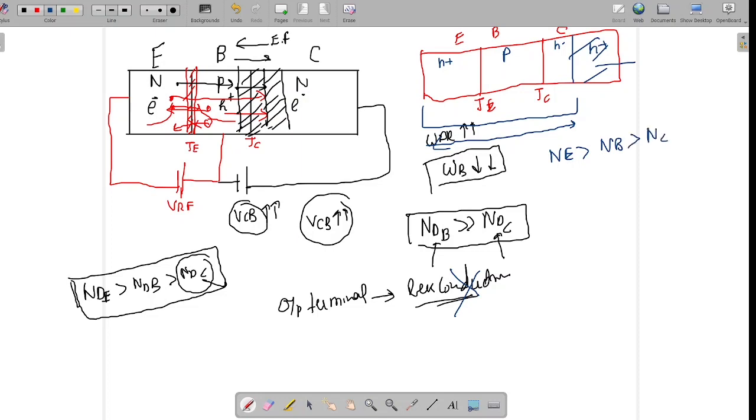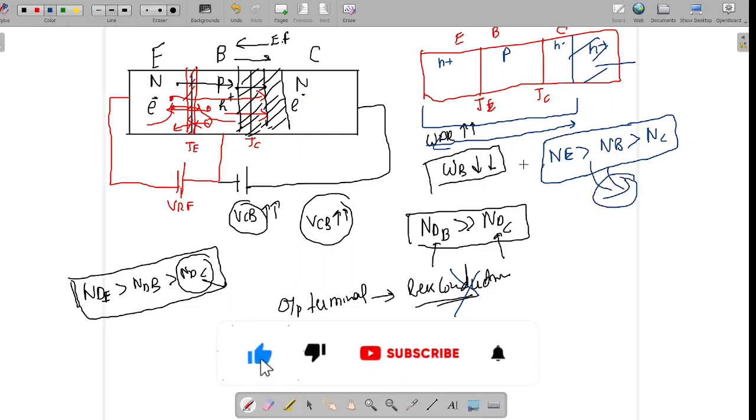So this is how we can say that emitter doping is greater than base doping, which is greater than collector doping. This is the logic behind this order of doping of emitter, base and collector, and I have already made a video where I provided 10 authentic proofs in the standard books where this order is taken. So you can check out that video in the top right corner.